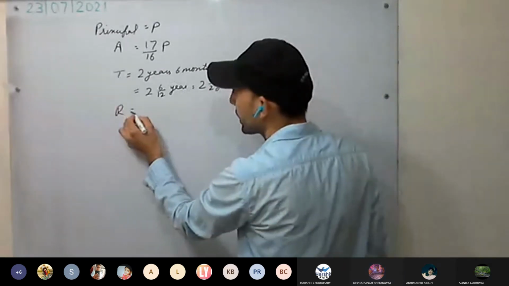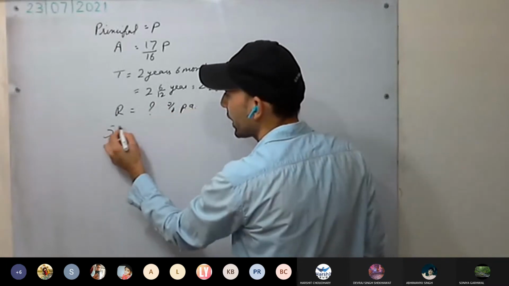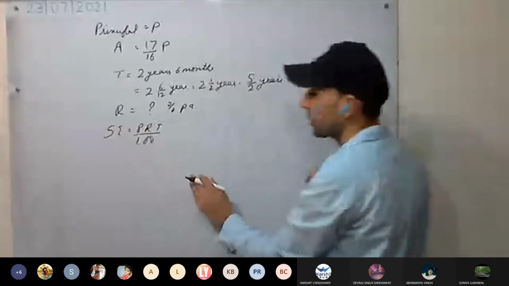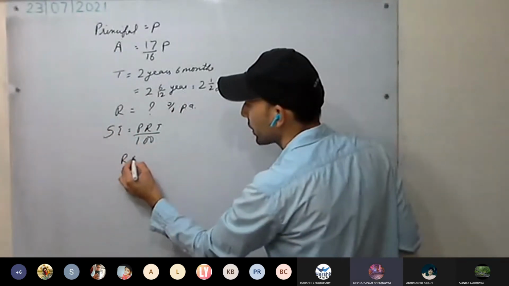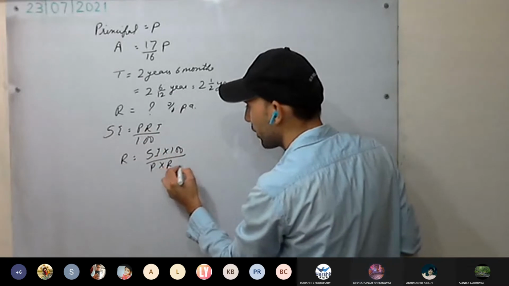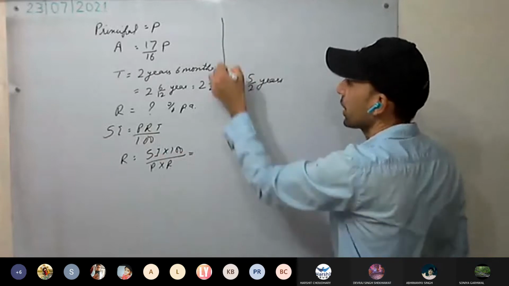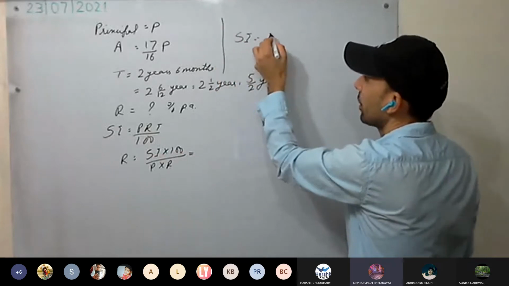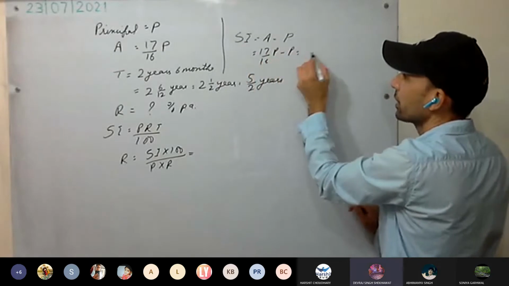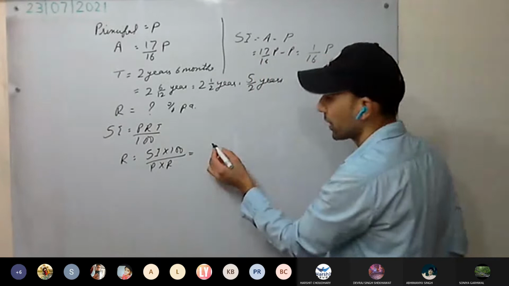And rate we require percentage per annum. Annual rate we require. So SI equal to PRT upon 100. Put the values and calculate everyone. R equal to SI into 100 upon P into T. So we require simple interest. How to calculate simple interest? Amount minus principal. 17 upon 16 P minus P, 1 by 16 P you will get. P by 16 you can say.